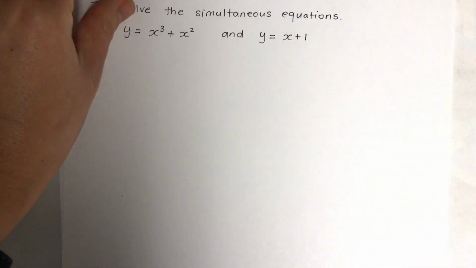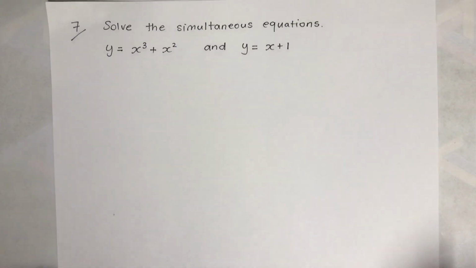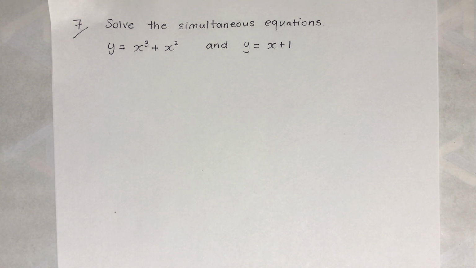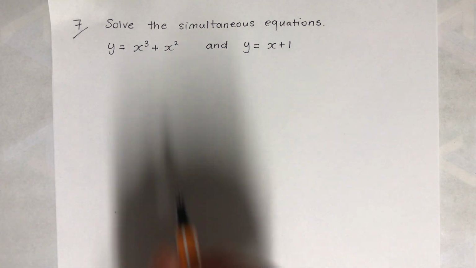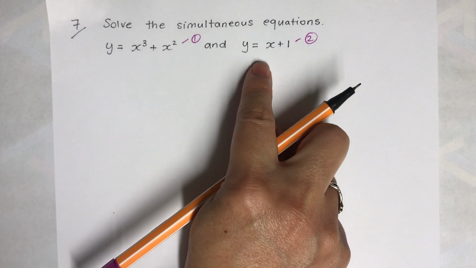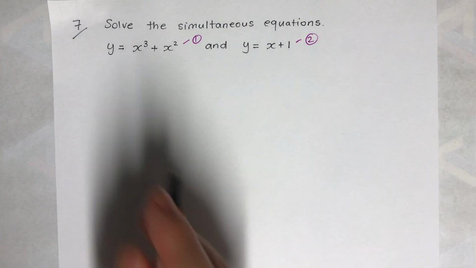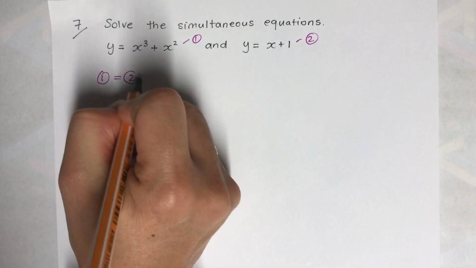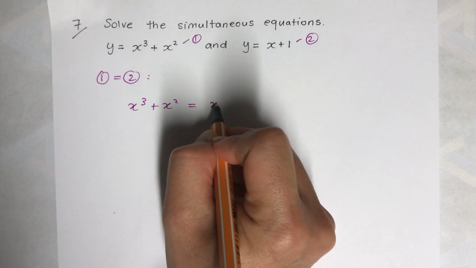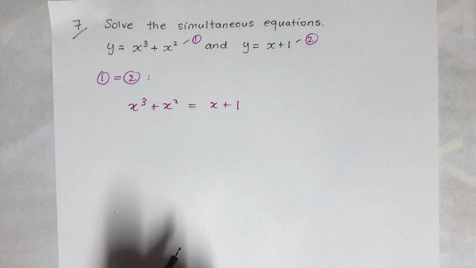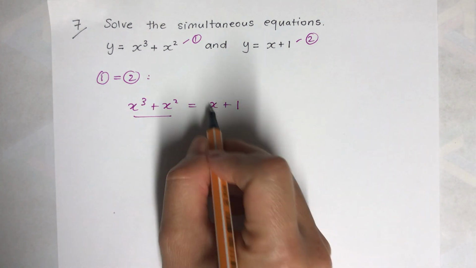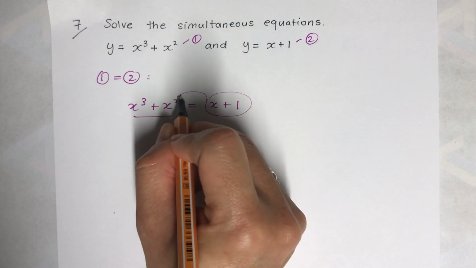We're going to question 7. All right, so question 7 now. Solve the simultaneous equations. So I'm going to call this 1, 2. Now they both were y equals something, so I can say 1 equals 2. So I can go plus x squared, x plus 1. Okay, and then I'm going to move everything to this side.